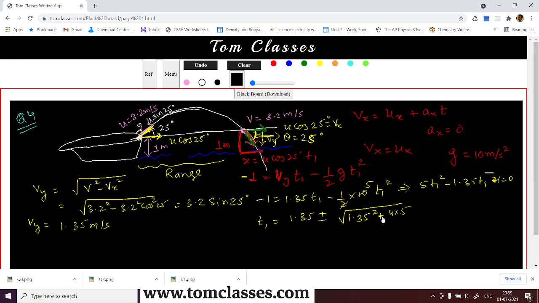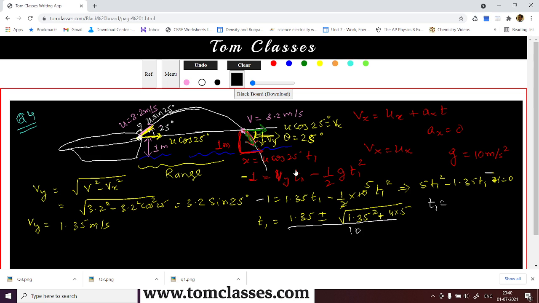So what is this value going to be? Divided by 10. So what is the time t1? We are going to consider only positive time, right? So this is 20 and 1.35 square, so that is 21.825 plus 20, so 21.825, that's what it is.